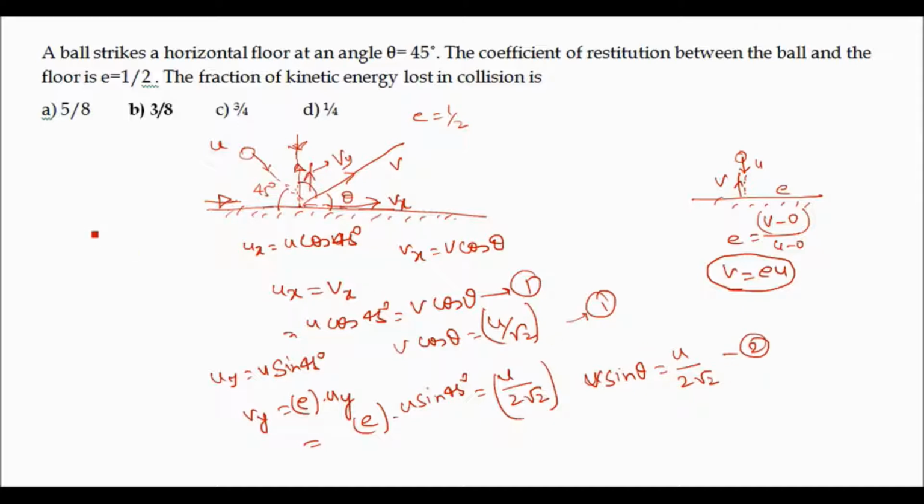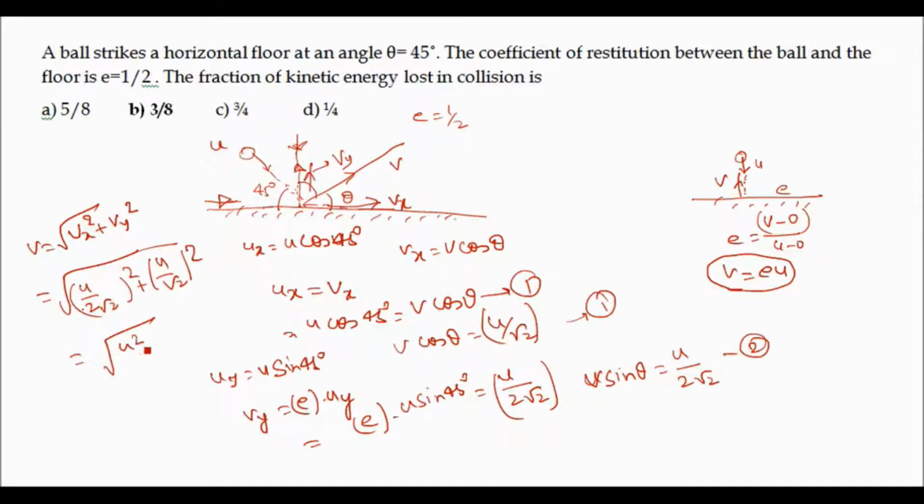If we use equations 1 and 2, we can get the final velocity. So final velocity v is equal to square root of vx square plus vy square, and from there we get v is equal to square root of (u by root 2) square plus (u by 2 root 2) square, and from there we get square root of u square by 2 plus u square by 8. It comes equal to square root of 5 by 8 u square.